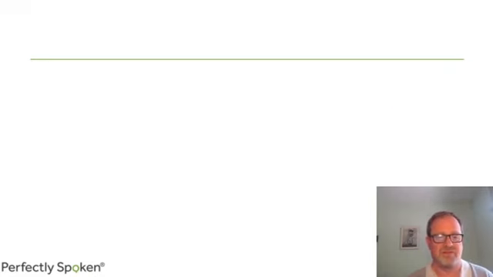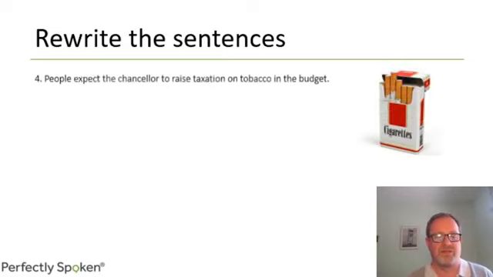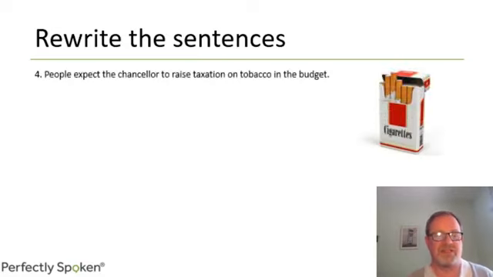Okay, let's have a look at some more. A packet of cigarettes there. People expect the Chancellor to raise taxation on tobacco in the budget. So the government want to raise taxes and also at the same time dissuade people from smoking. So it's a tax on cigarettes.